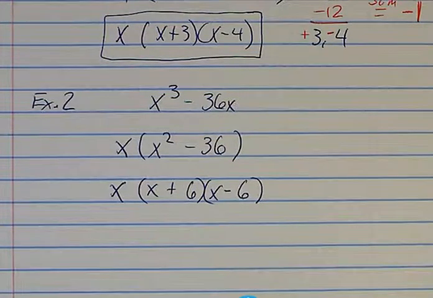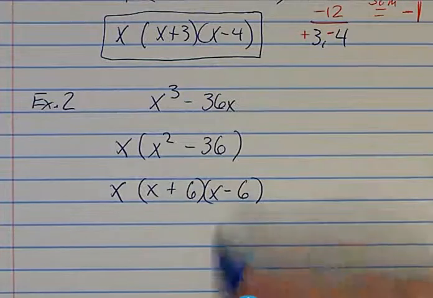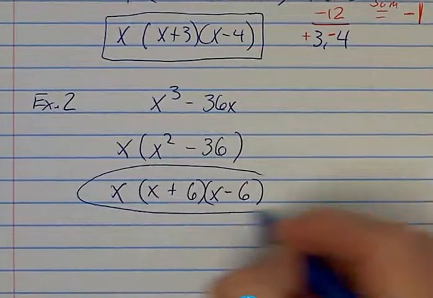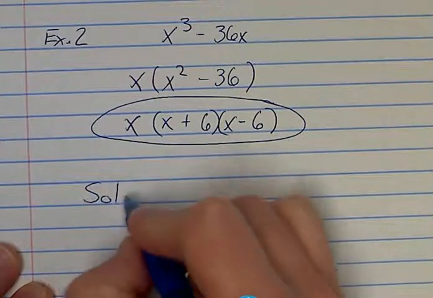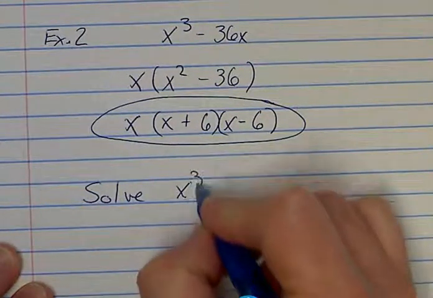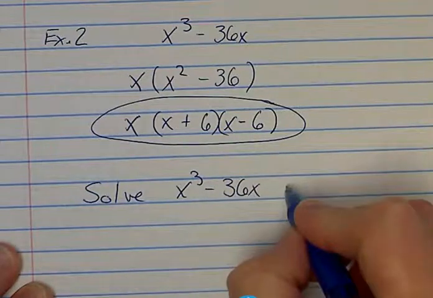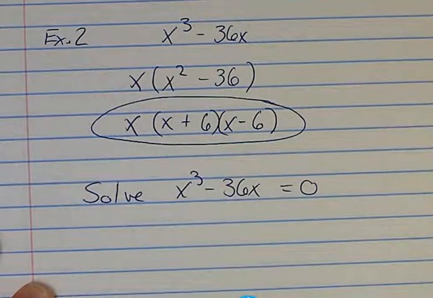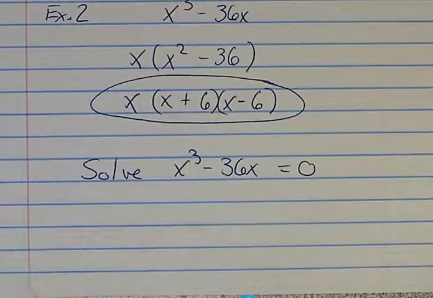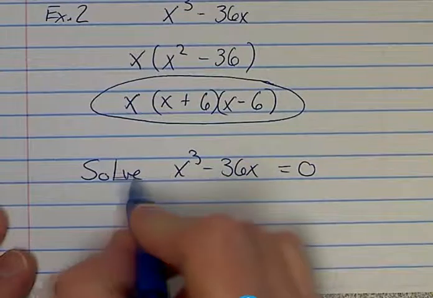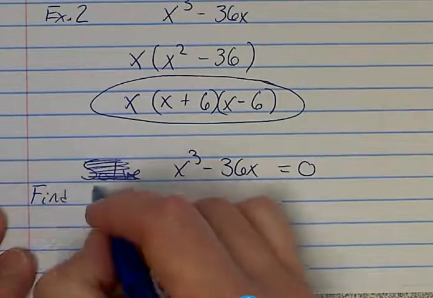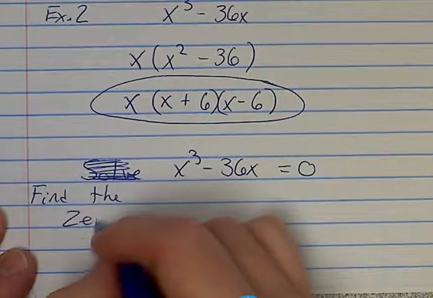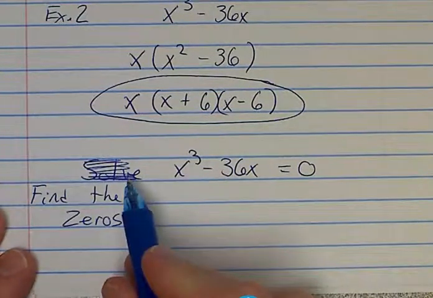Okay, now here's where they're going to start changing things just a little bit. Besides asking you just to find the factored form, they're going to take that same problem and now they're going to ask you to solve. So you'll have x to the third minus 36x. Now, that's what we've said in the past. Here's where they're going to change the wording a little bit, but it's still going to be the same thing. Instead of saying solve, from here on out, for this section, they're going to ask you to find the zeros. That's the exact same thing as saying to solve it.